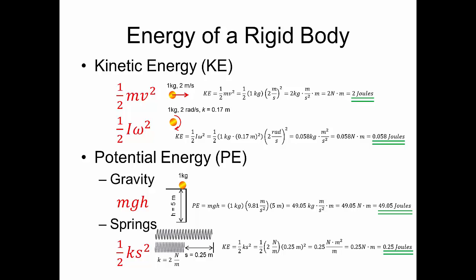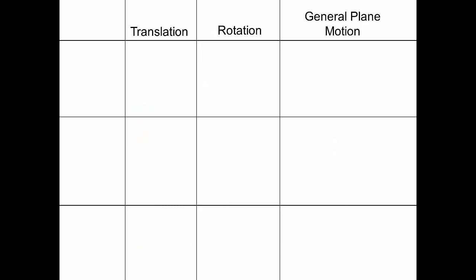For potential energy, for gravity, we have mass times gravity times the height of the object from a particular datum. This value can be positive if the height is above the datum, or negative if the height is below the datum. For springs, potential energy, or stored energy, is represented by 1/2 the spring constant times the stretched length of the spring from the unstretched length squared. Let's look at this in terms of translation, rotation, and general plane motion.